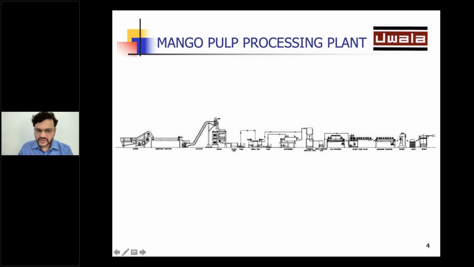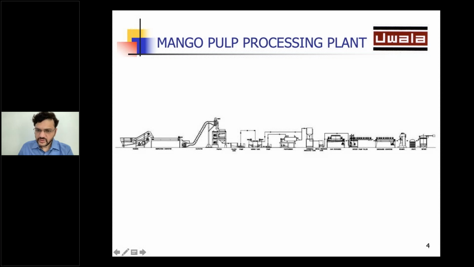In the pulper, the stone and the skin are separated, and the pulp is collected. The collected pulp is then standardized, that is, any additives we need to add, we add those. Then the standardized pulp is pasteurized, where it is heated at 90 degrees centigrade, and then it goes for filling in cans with the help of a filling machine.